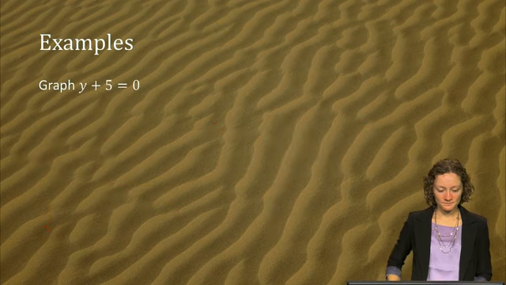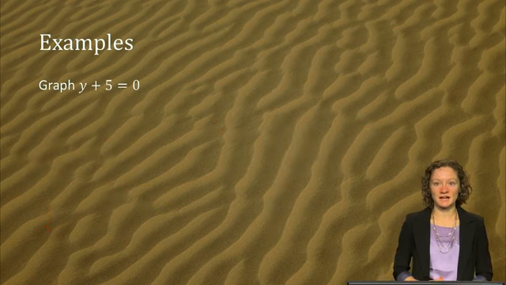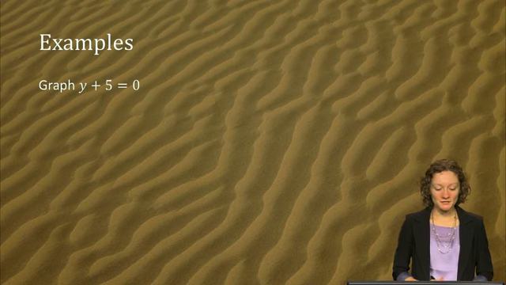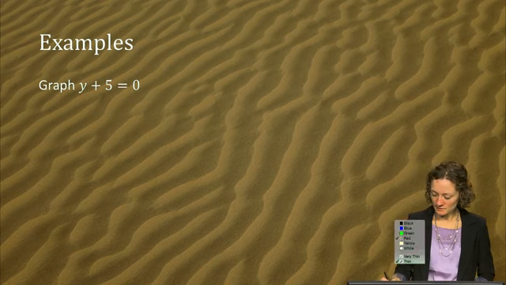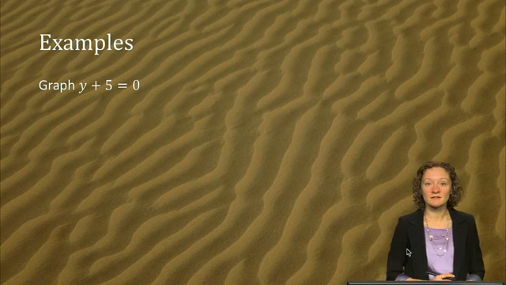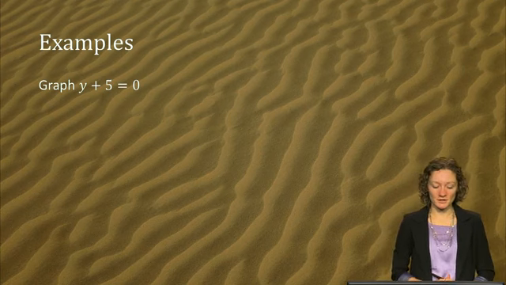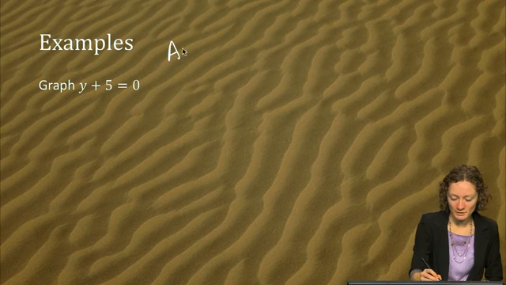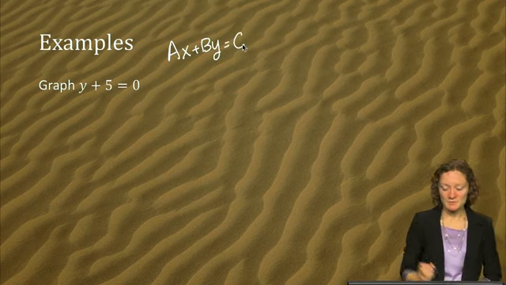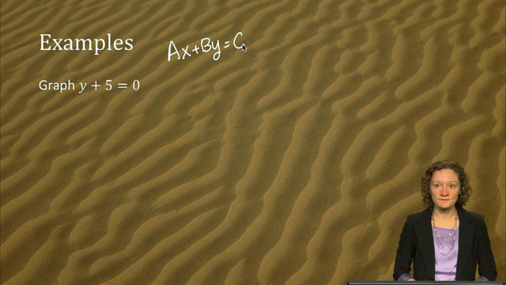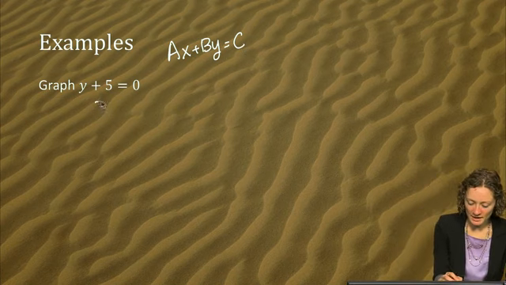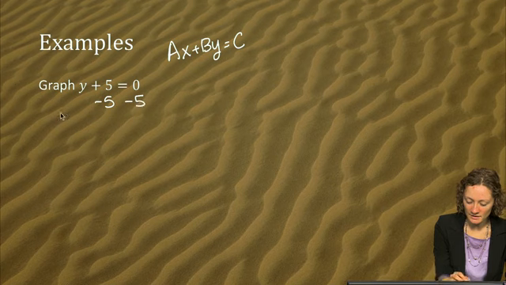Good. Let's do another example together. Let's graph y plus 5 equals 0. Okay, what do we do to graph this one? Is this a linear equation? Let's start there. If it's linear, we're going to be able to write it in this format, ax plus by equals c. And it definitely is. We can get the 5 on the other side.